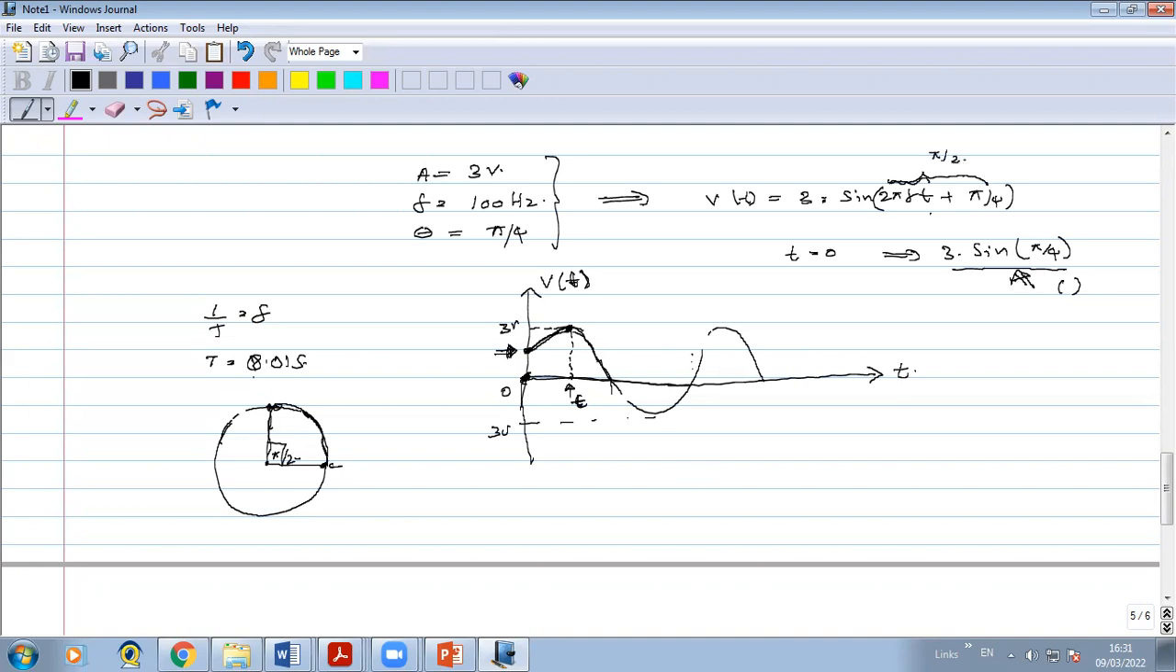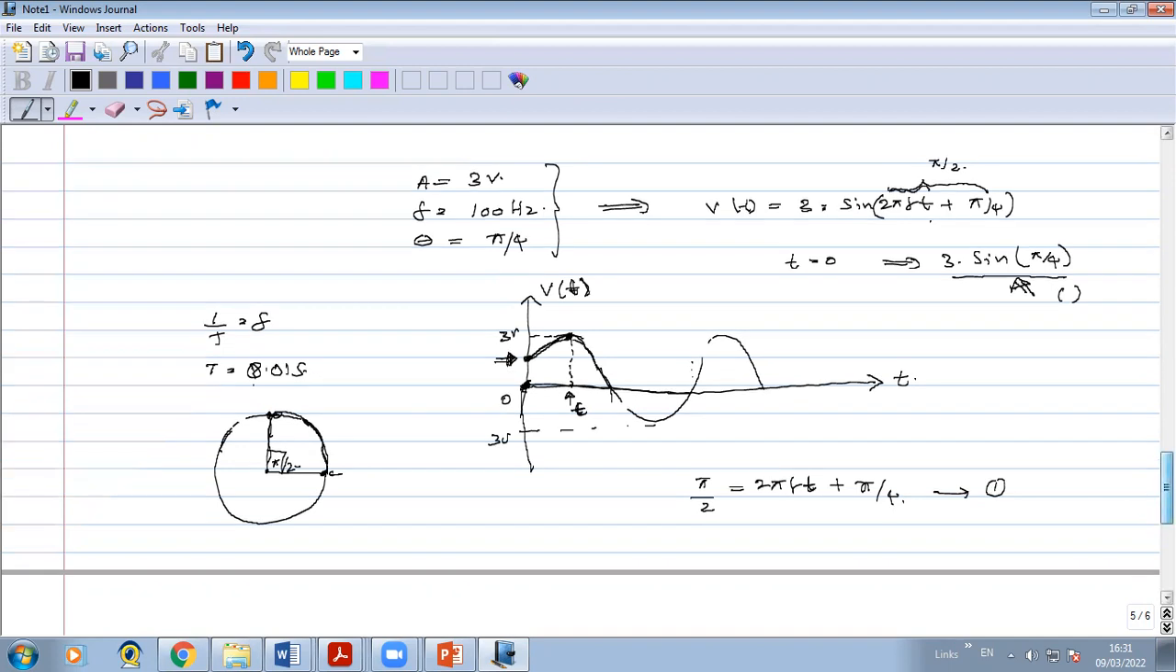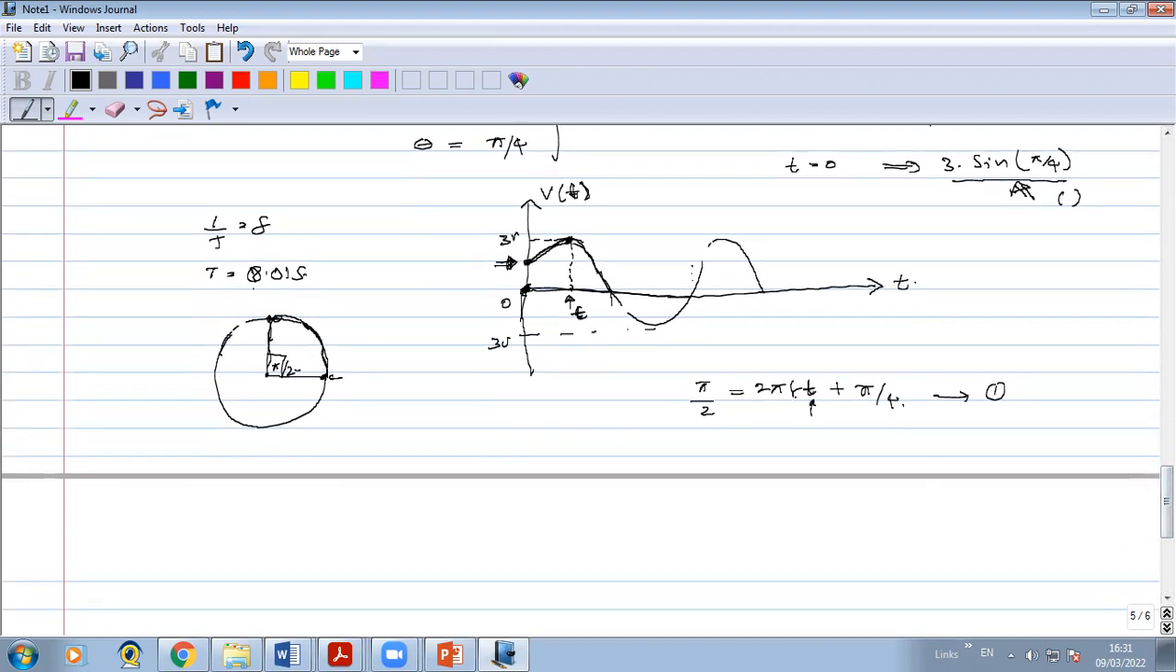So pi by 2 is equal to 2 pi f t plus pi by 4. Using this, now you have a simple equation, so you can find t here. You know f, it is 100. Now you can find t. So anyone, I think you couldn't understand this one. Am I right? Any problem with this identity?